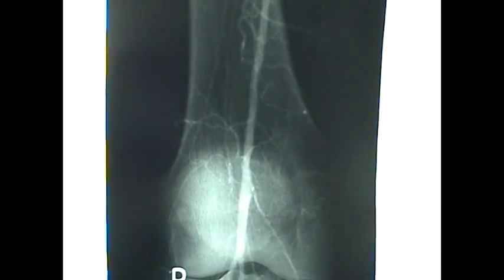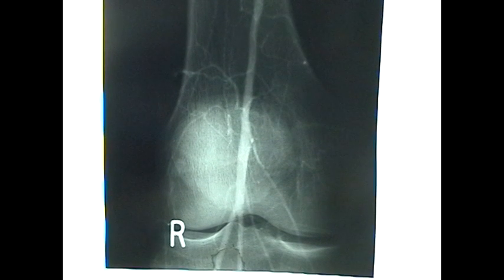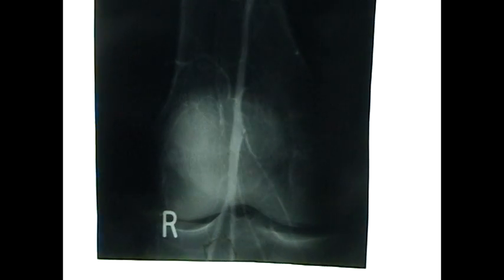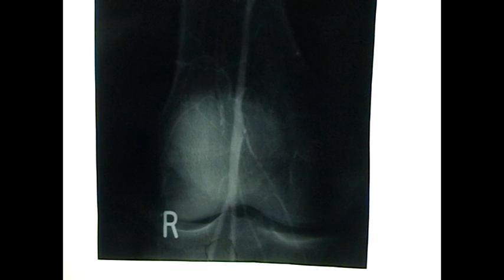As we go down, we can see that the femoral artery is really quite narrowed, and this will result in limb ischemia.